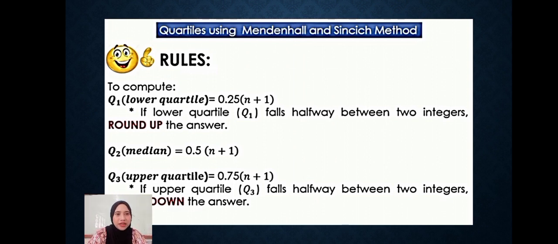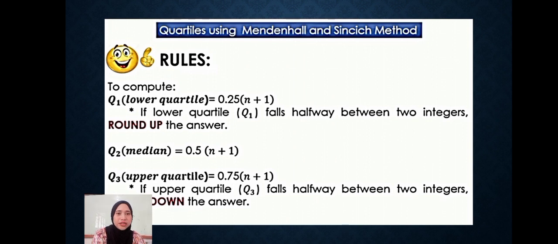If the lower quartile Q1 falls halfway between two integers, for example between 2 and 3, we have to round up the answer. Like, if the answer is 2.3 or 2.4 or 2.5, no, halfway between is 2.5. If we have 2.5 there, we will always round up the number.